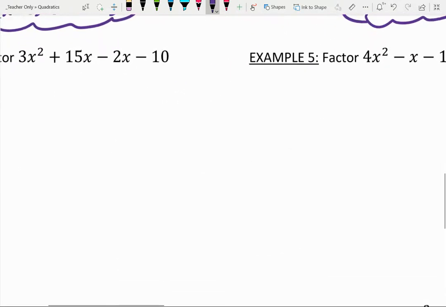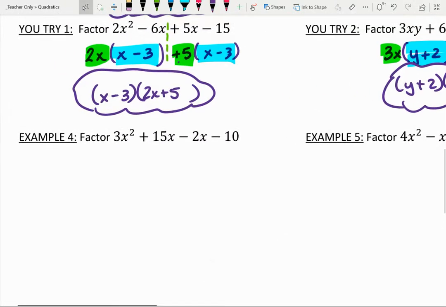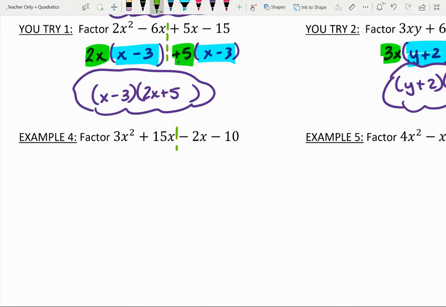So just a few more examples here, just till we get the hang of this. So 3x squared, 15x minus 2x minus 10. Again, just thinking about those pairs. So 3x squared and 15x have a greatest common factor of 3x, leaving behind an x plus 5.